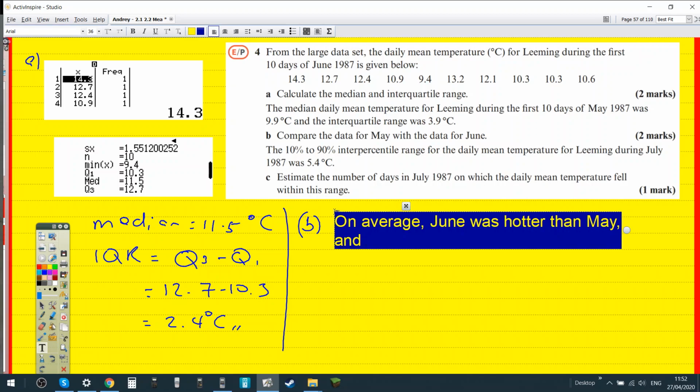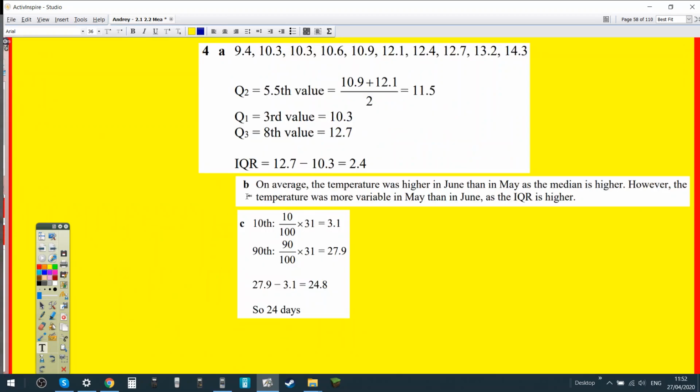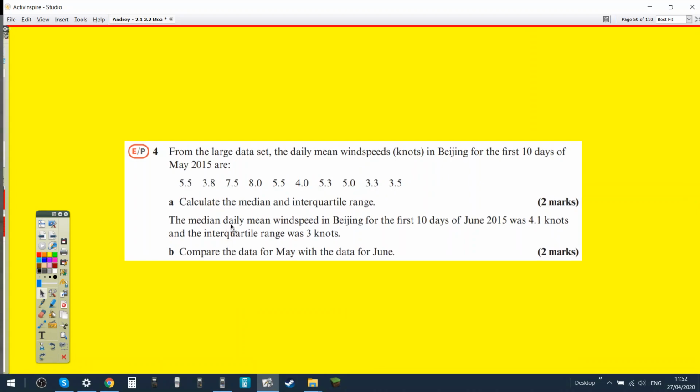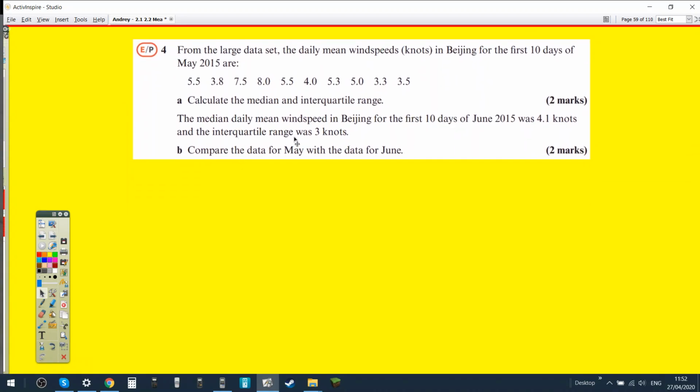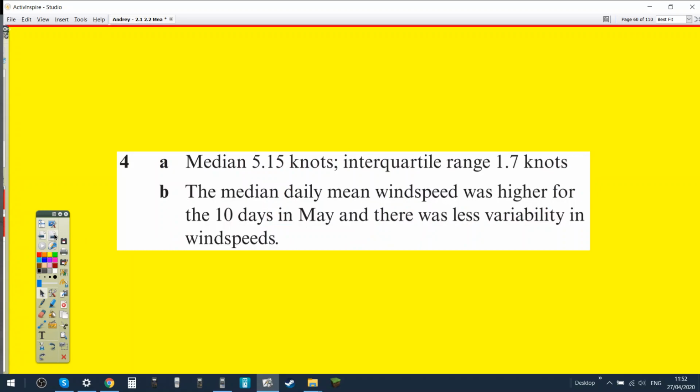And everything else is fine. Any questions about that? No. And more consistently hot. I'll just summarize. On average, the temperature was higher in June than in May, as the median is higher. However, the temperature was more variable in May than in June, as the interquartile range is higher. Yes, that word, however. Median and interquartile range. Compare. You're good.